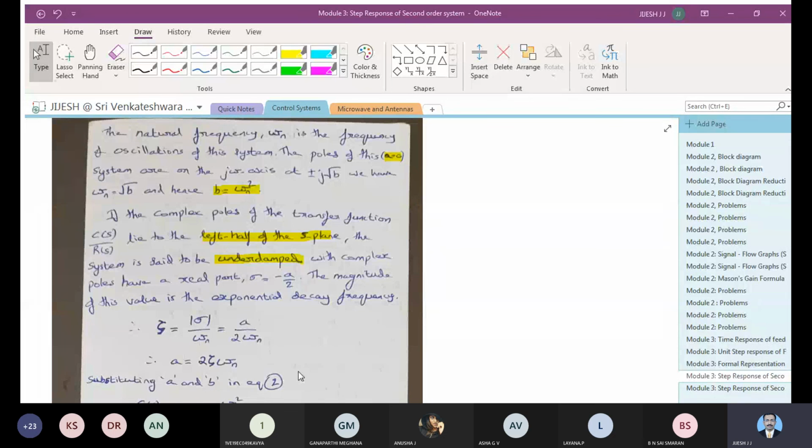So I will stop it here for the day, and we'll continue with the second order system in the next class. You can note down whatever we have discussed in today's class, and from this equation onwards we'll be discussing further. Okay, you can complete it.